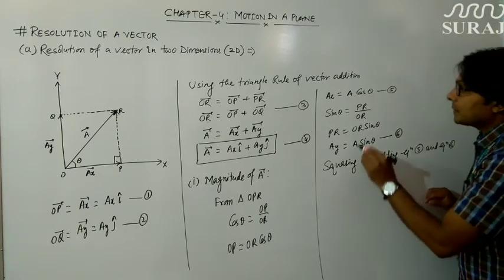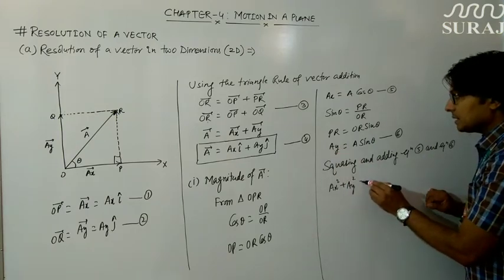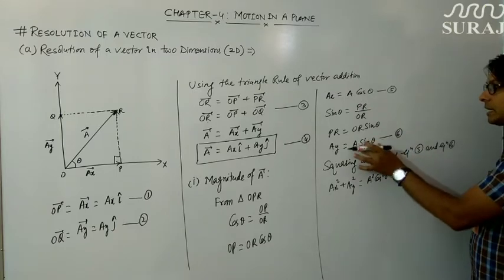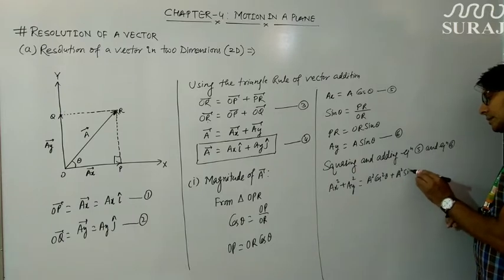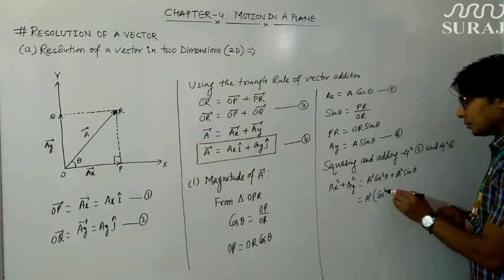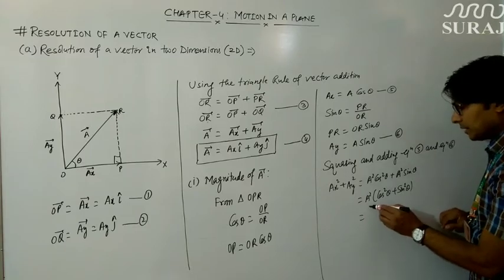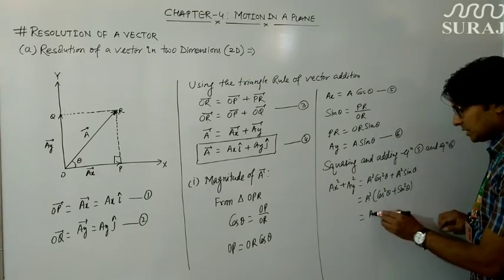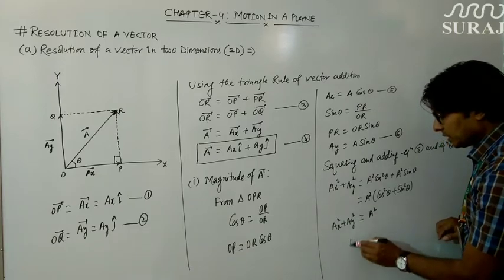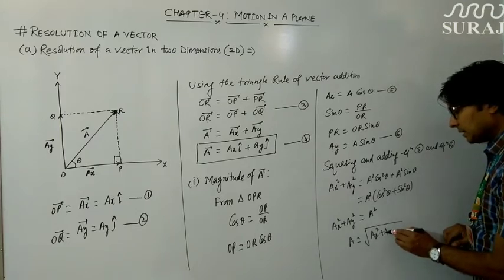So you can have AX square plus AY square is equal to A square cos square theta plus A square sin square theta, and if you take A square common, it will be cos square theta plus sin square theta, which will become 1. So according to the identity, A square can be written as AX square plus AY square. So A can be written as under root of AX square plus AY square.